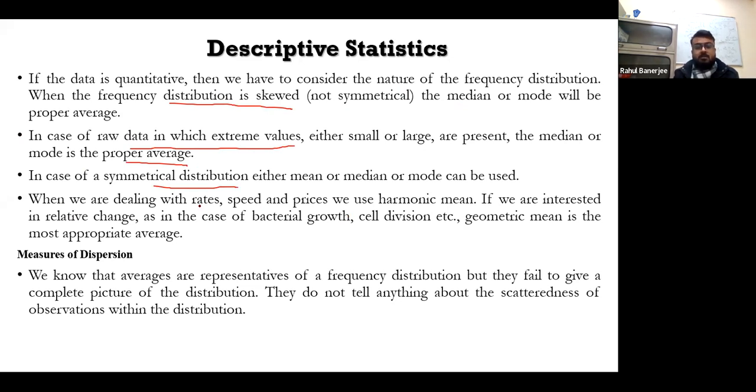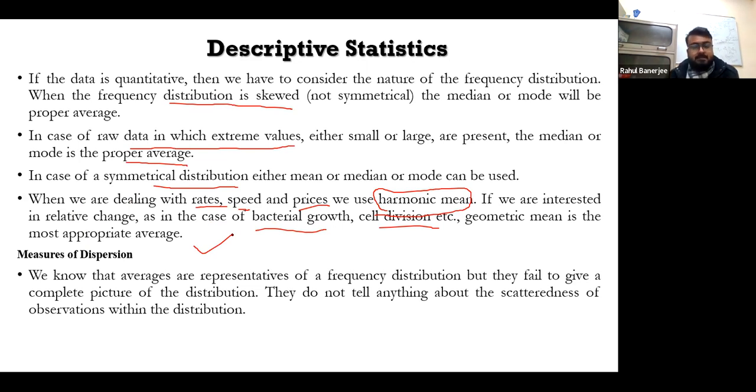And when we are dealing with things like rates of a certain commodity, speed, prices, we generally use harmonic mean, as I have shown you in the case of agricultural laborers. If we are interested in relative change, for example, in bacterial growth or cell division, there we go for the geometric mean, because generally we go for logarithmic series. We have to see how much bacterial growth there is since yesterday, or how many cells have divided since yesterday. Then we go for the geometric mean in those cases.